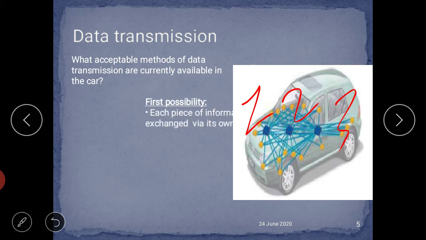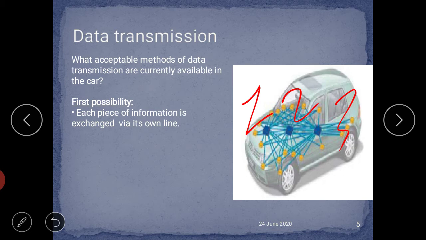So, first possibility, each piece of information is exchanged via its own line. Suppose I have to switch a headlight on, so I require one separate line, a separate bulb assembly, halogen bulb assembly, and I require a separate controlling mechanism to switch it on and off. So it requires extra wires, extra bulbs, extra switches. If I move further to the CAN bus system, it requires only one control unit, and that electrical control unit within the vehicle will control all the electrical activity of the vehicle. So you can think of how many wires are saved in this case.